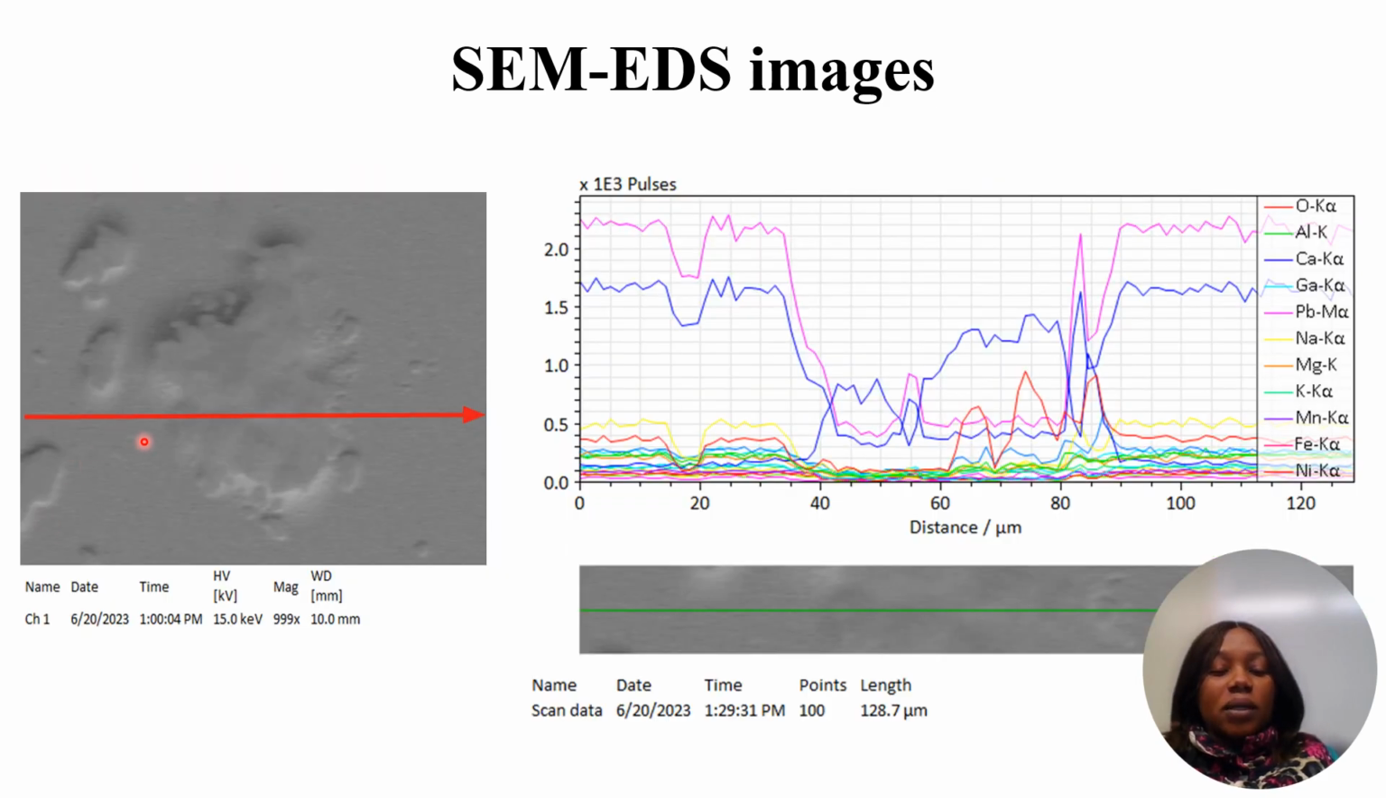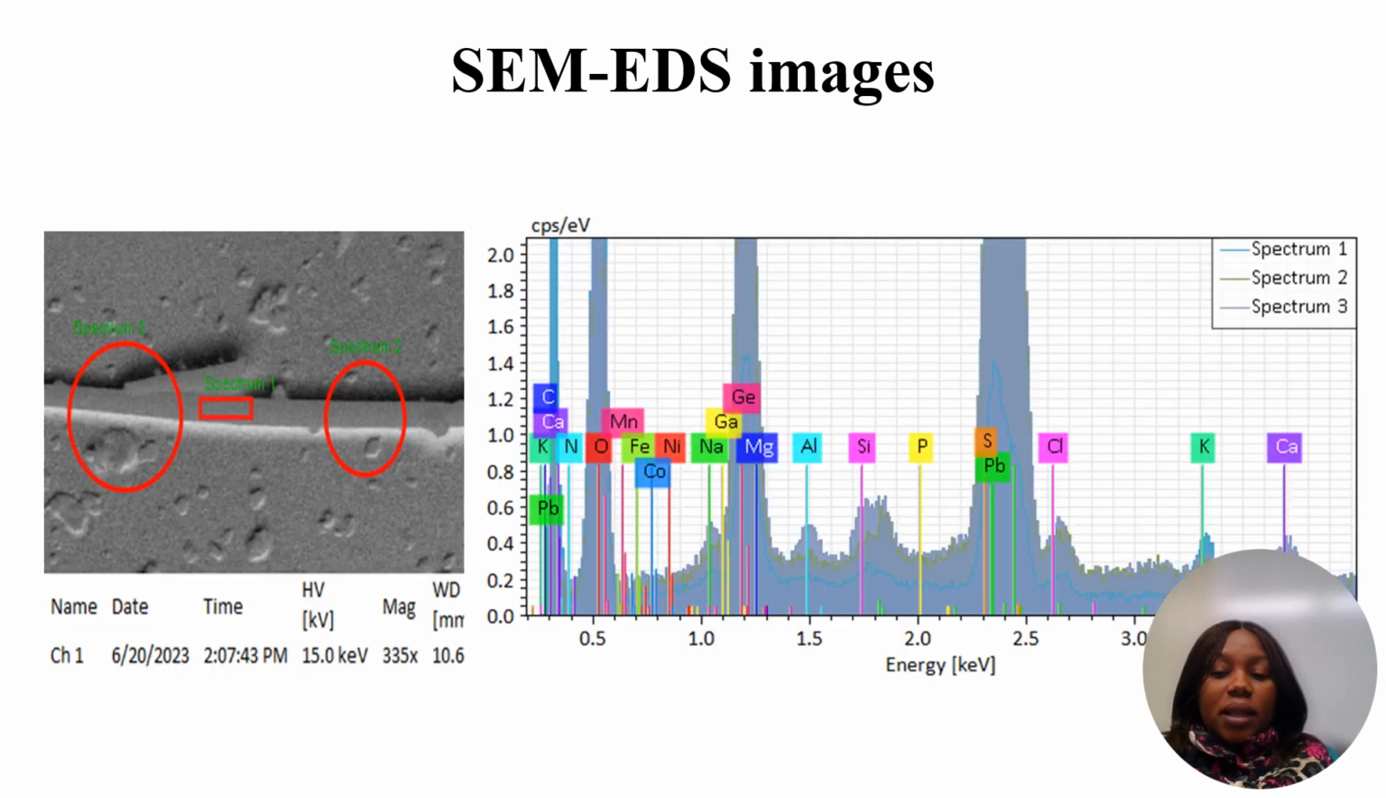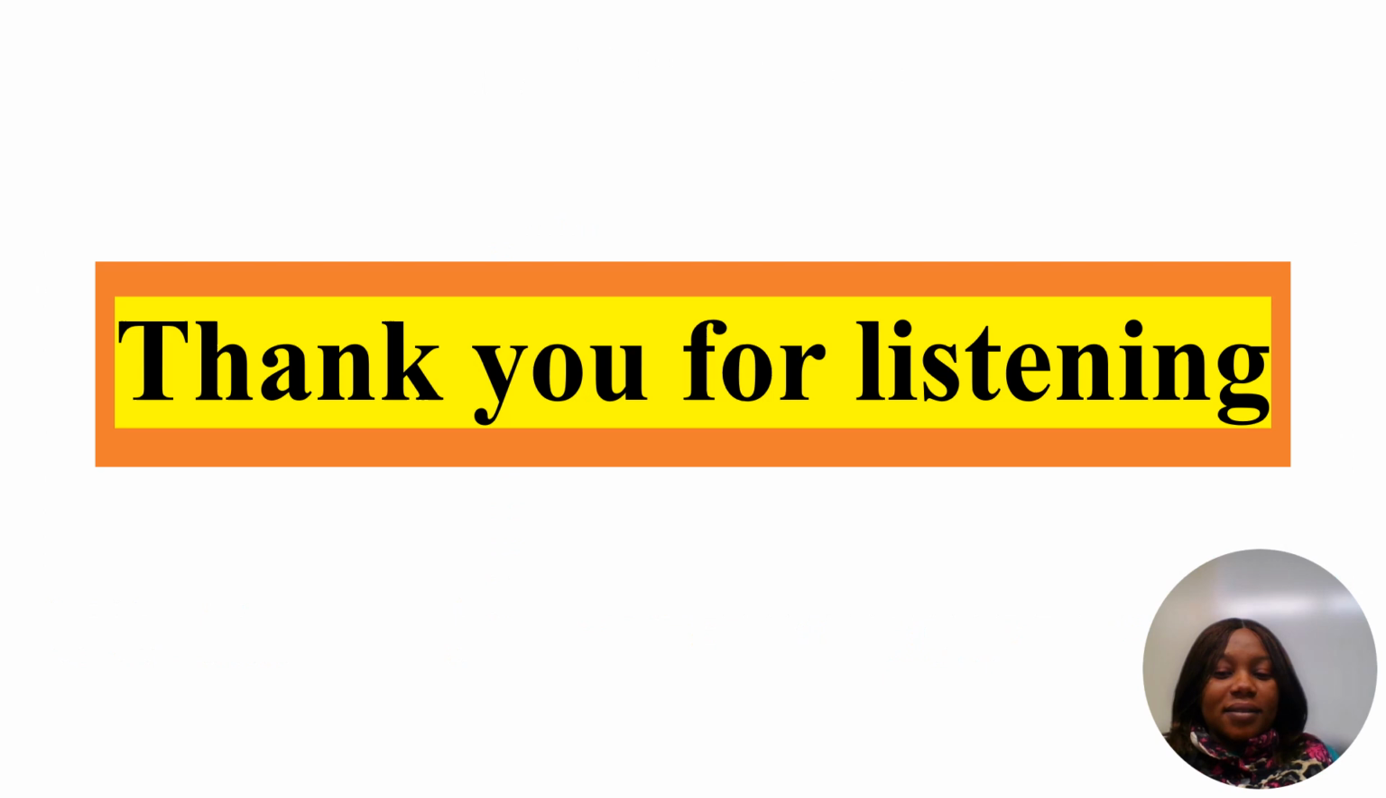And it's similar to this. You just draw a line, and then you'll be able to see the elements that are present around the area that you drew the line. And also, this is another way we map. We can put a circle on a particular spot that you want to know what is present, and it will give you a spectrum showing the different elements that are present around that area that you're trying to map.